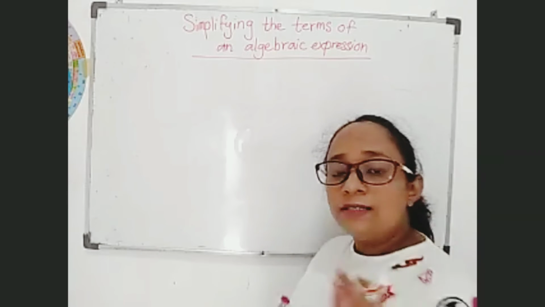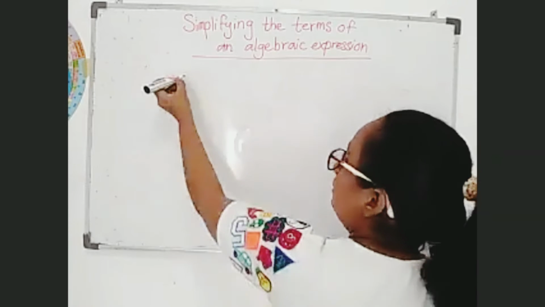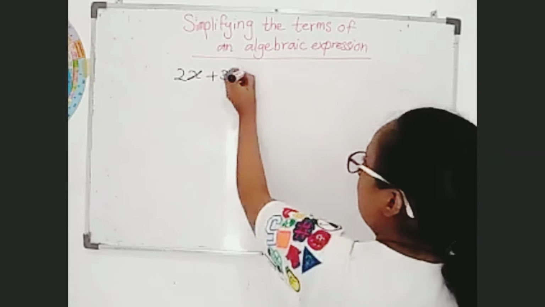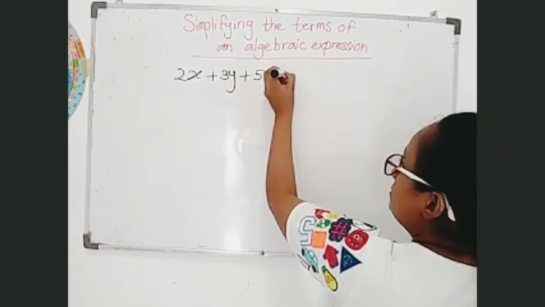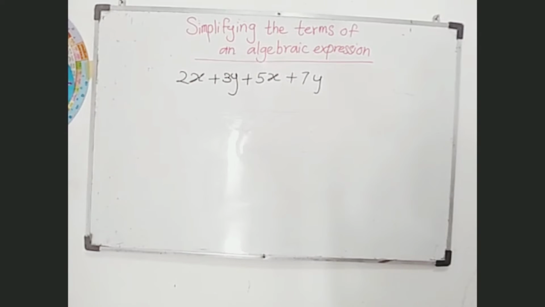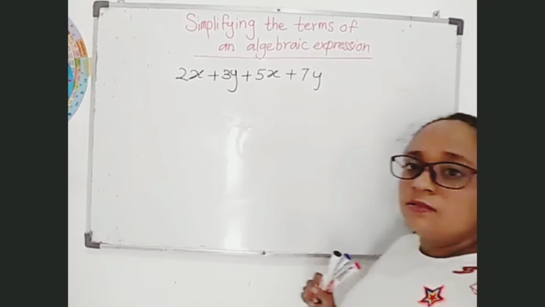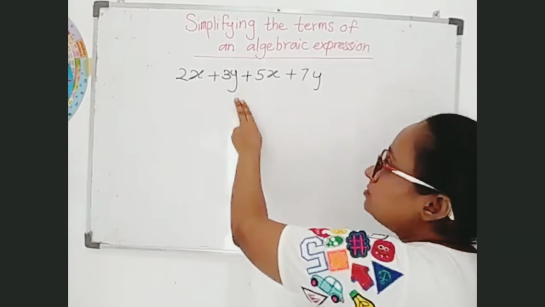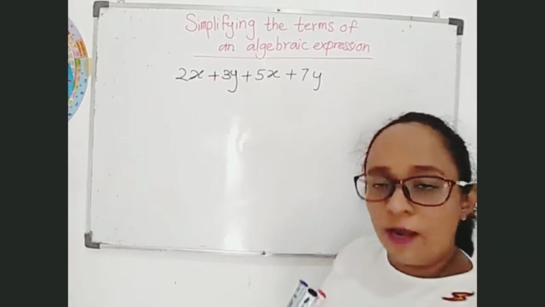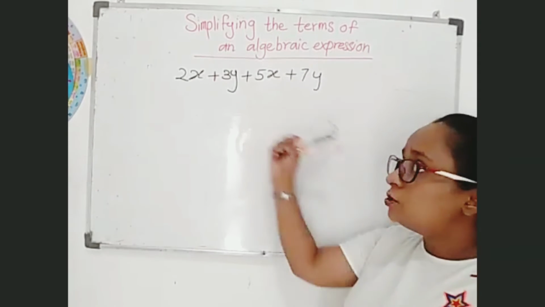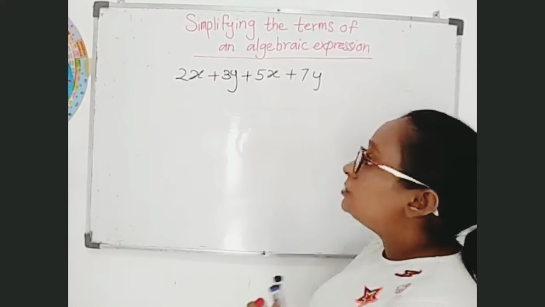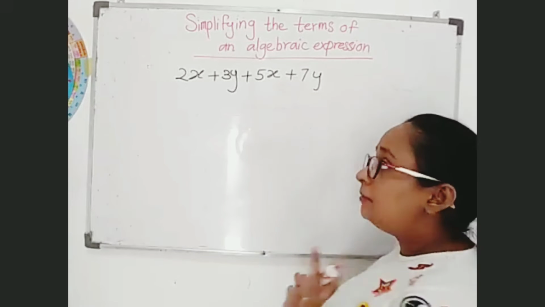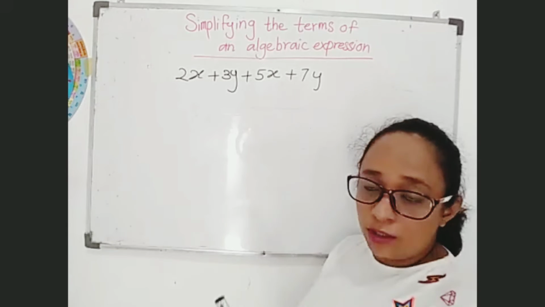Let's say we have an algebraic expression like this. 2x plus 3y plus 5x plus 7y. Here we have a long algebraic expression, and we need to simplify this. So in order to simplify, we'll see what the similar terms are.